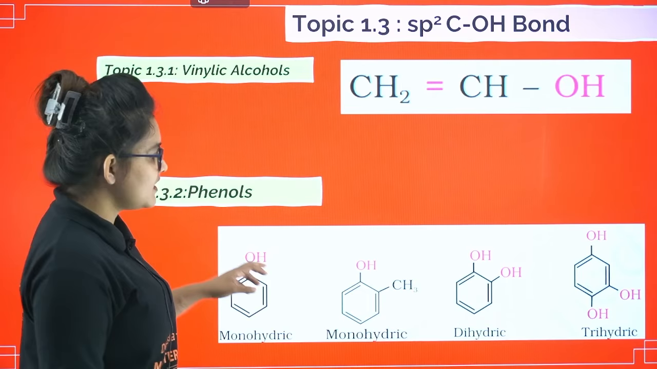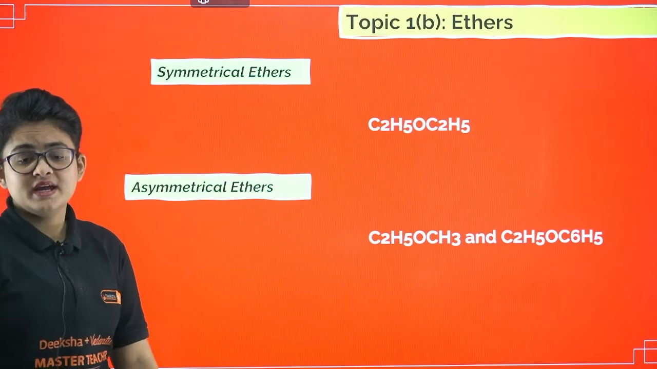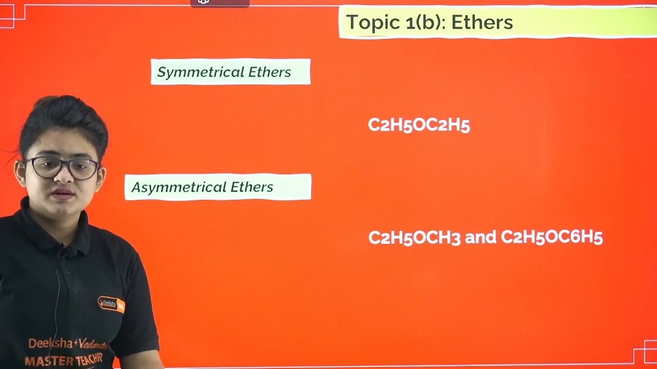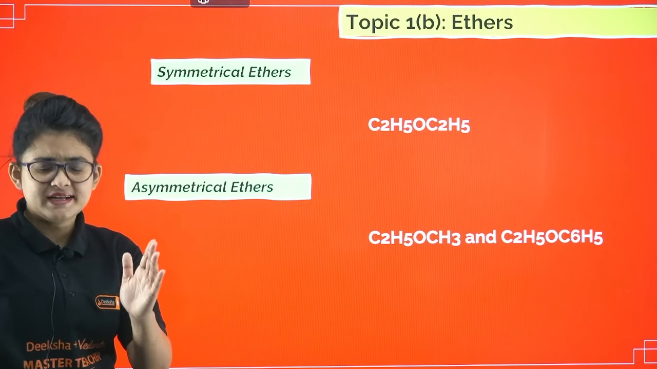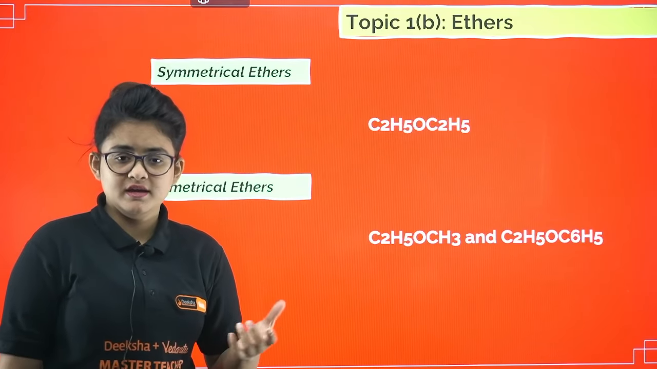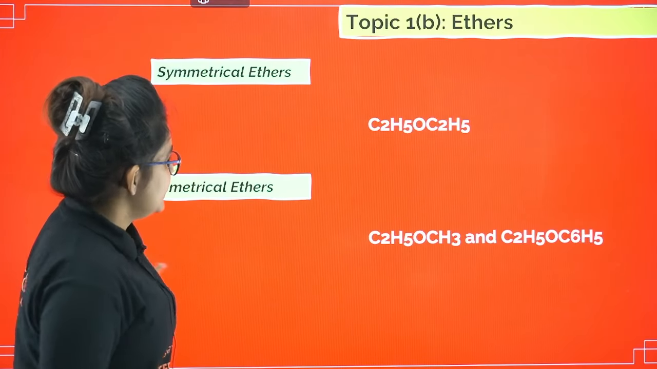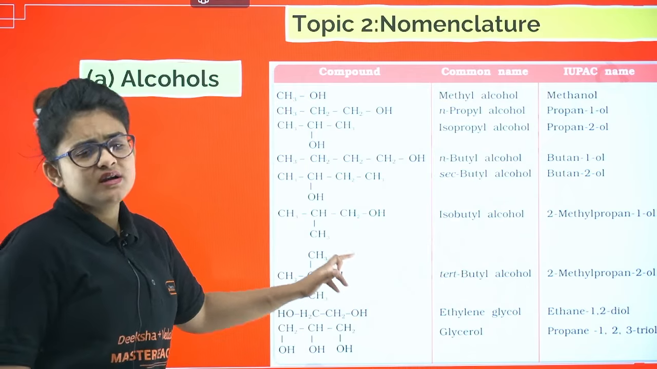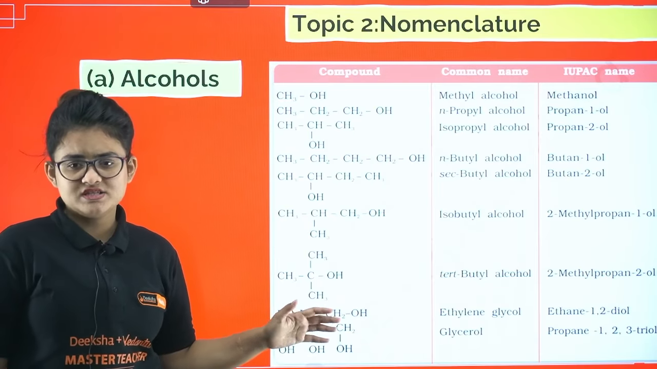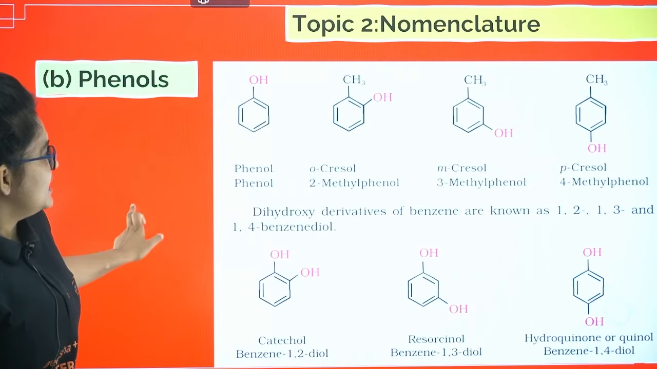Let's proceed. Here come the examples of ether. We can get symmetrical ethers as well as asymmetrical ethers. Symmetrical ether means if you cut that ether with respect to the oxygen, both sides will have the same moiety. Asymmetrical means both sides have different moieties attached. Next, this is the nomenclature. Don't go to that much depth while discussing the nomenclature. Remember the basics, that's it. That will be okay. Let's proceed further.